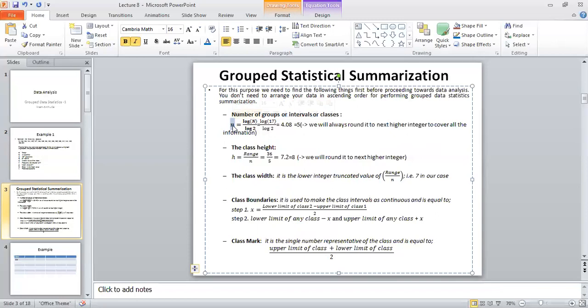Now the big problem here is that the number of groups is an entity that should always be an integer number. It makes sense to say that we have four groups in the data, or five groups in the data. But saying 4.08 groups in the data set does not make much sense. So from here we have to decide whether 4.08 should be taken as 4 or as 5.